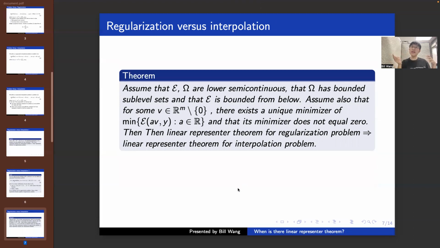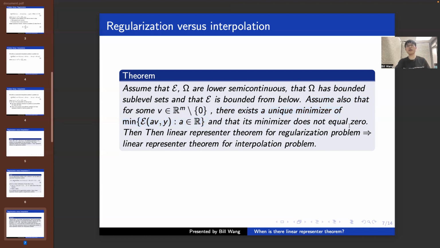We also want to establish the other way of the relationship. That is, when the linear representer theorem is true for the regularization problem, we want to show that it's also true for the interpolation problem. So we impose some additional conditions on the error function and the penalty function. And also we assume that there exists the V from the, I think this is the sample space. Then there exists a unique minimizer for this minimization problem, and the minimizer is not 0.